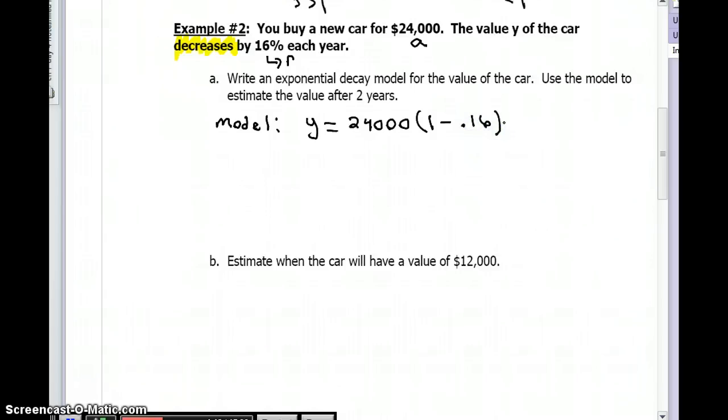Now, here's where some students get confused on a problem like this. There are really 2 parts to this. Write the exponential model. This model requires us then to put a t here. We're not solving for anything yet.